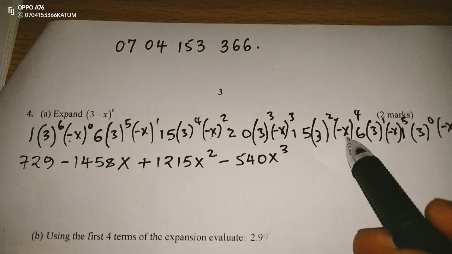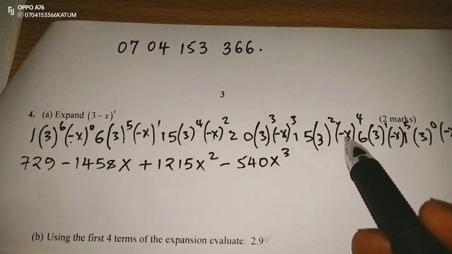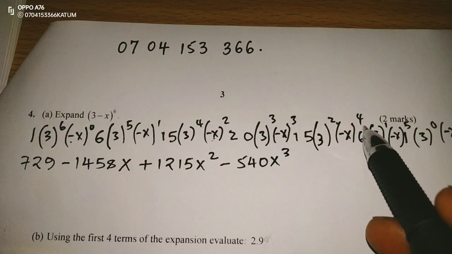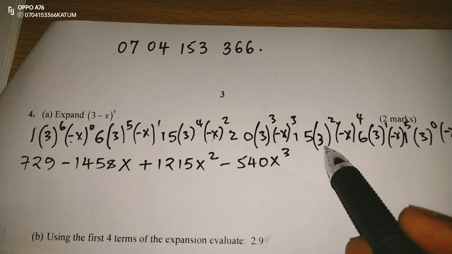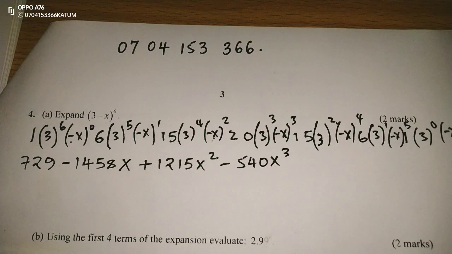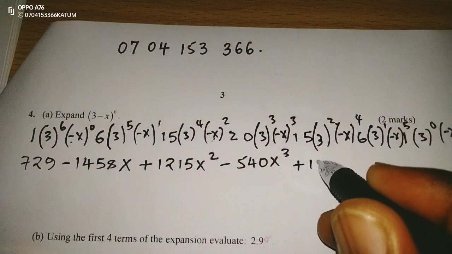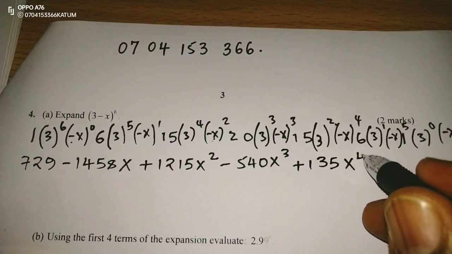The next one, x is raised to power 4. Because the powers are even, for every negative x there is another one to cancel it. So it becomes positive x, power 4. Then 3 squared becomes 9 by, the coefficient there is 15. So 9 by 15 is 135. And now we have a positive, x to the power of 4.